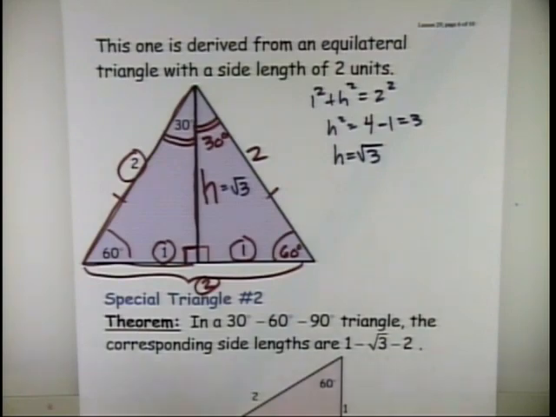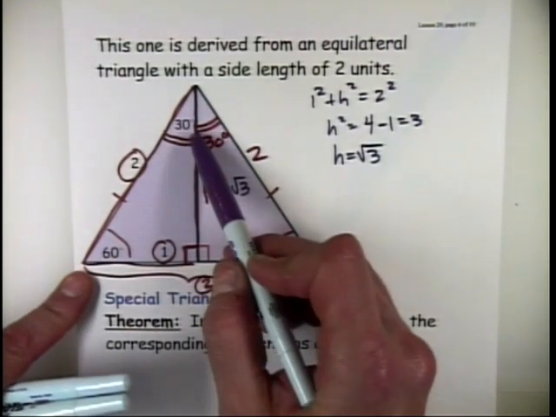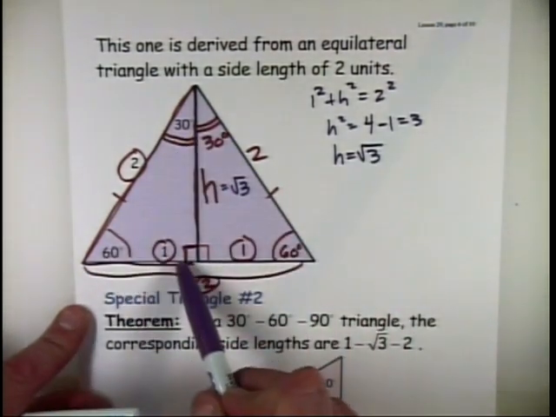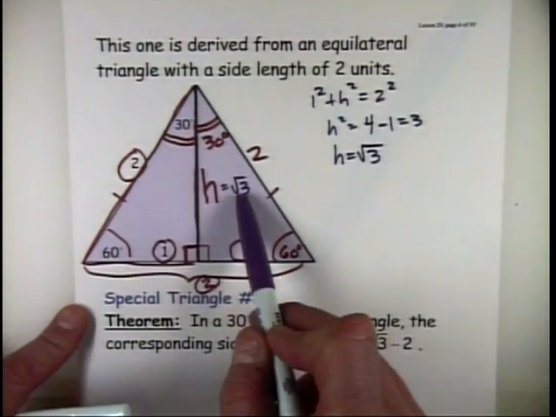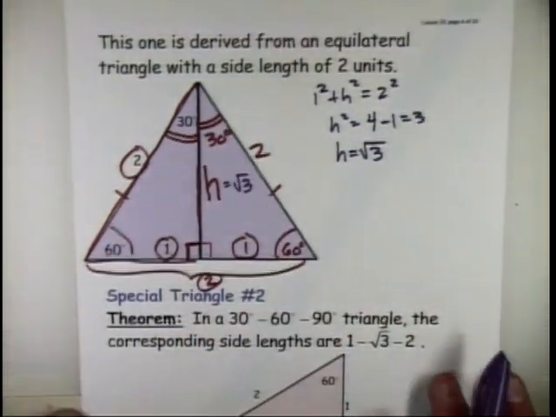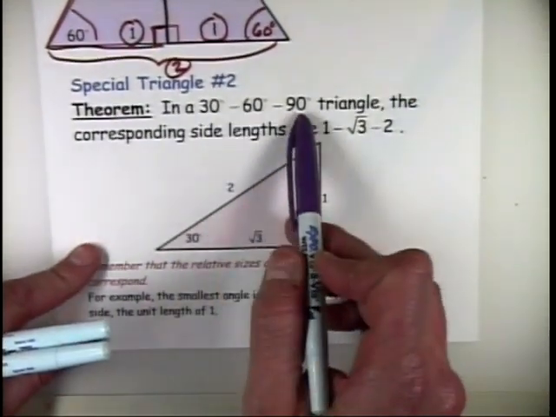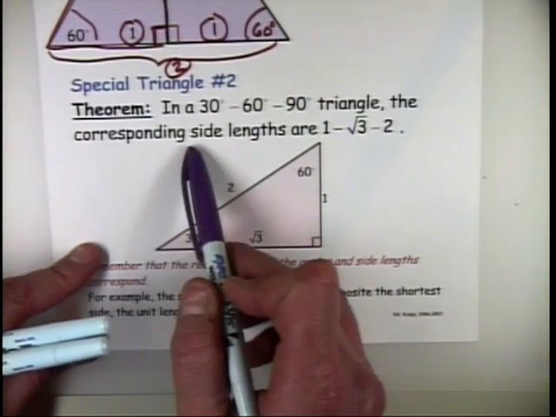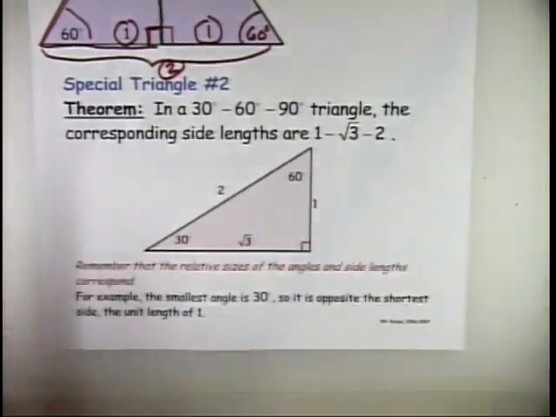So now I have created my other special right triangle. It's going to be the right triangle that is the 30, 60, 90 triangle, and its side lengths are going to be 1, square root of 3, 2. Okay? So here's the theorem that talks about that one. In a 30, 60, 90 triangle, the corresponding side lengths are 1, square root of 3, and 2.